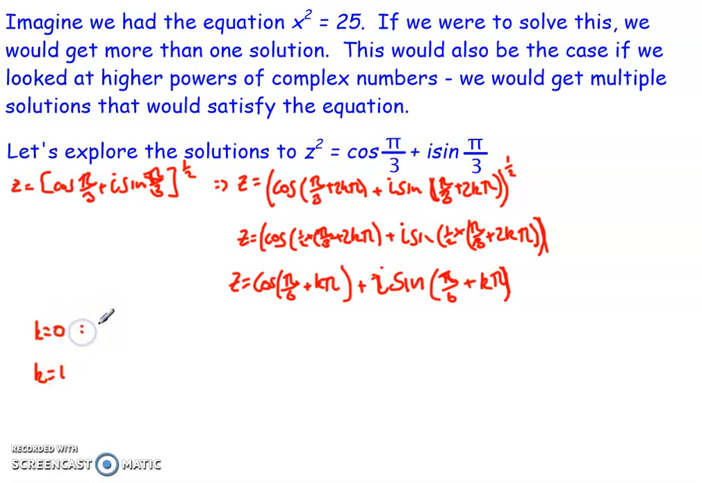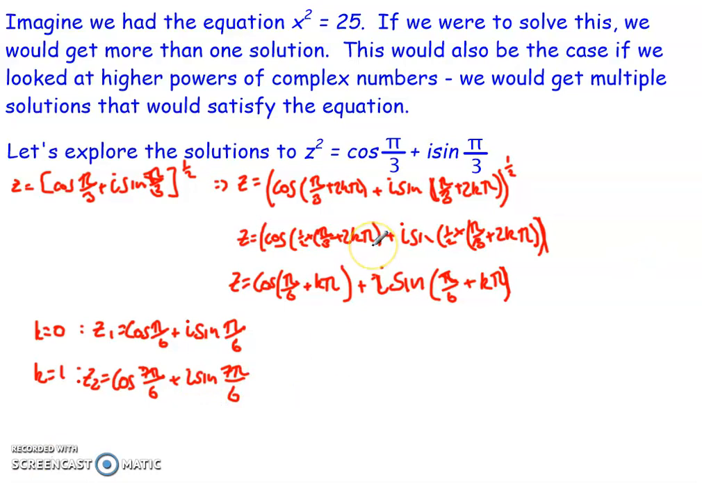So if I've got k equal to 0, I'm going for my first solution, which I'm going to call z1. If I substitute k equal to 0 in both of these, that gives me cos of pi over 6 plus i sine of pi over 6. The second solution is if I substitute k equals 1 in both of these, I get pi over 6 plus pi in both of these brackets. So what I'd end up with is z2 is equal to cos of 7 pi over 6 plus i sine 7 pi over 6.